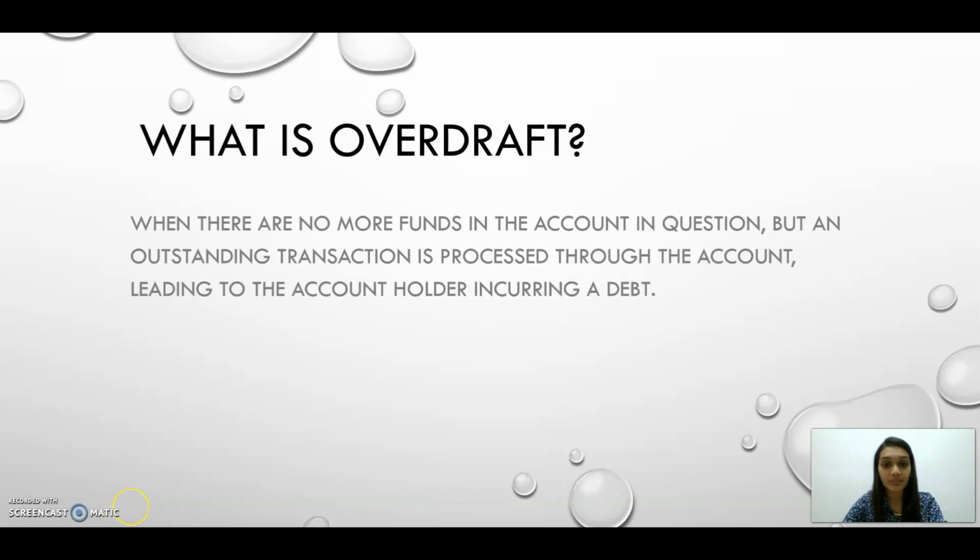So what is overdraft? Overdraft happens when an individual's bank account balance goes below zero, resulting in a negative balance. It usually happens when there are no more funds in the account, but an outstanding transaction is processed through the account, leading to the account holder being in debt. A debt happens because with an overdraft, the bank automatically lends the amount necessary to process the transaction to the account holder, and a fixed amount needs to be returned along with possible fees.